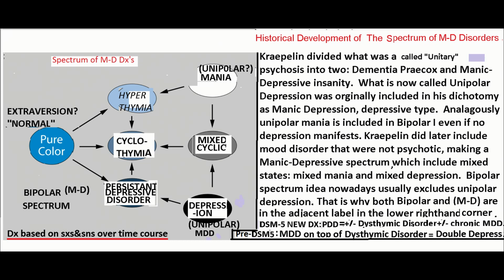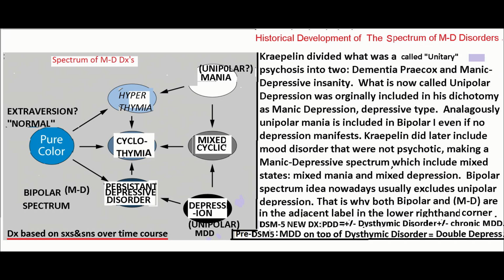Before this, in DSM-5, before they came up with persistent depressive disorder, which is dysthymic disorder plus or minus chronic major depressive disorder, they had major depressive disorder on top of dysthymic disorder, and they just called it double depression. But that double depression was not an official diagnosis in DSM-4.